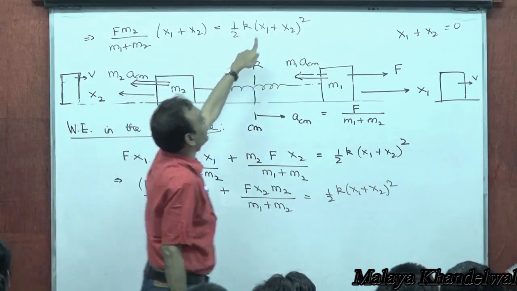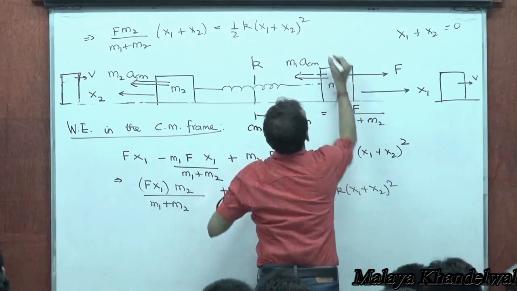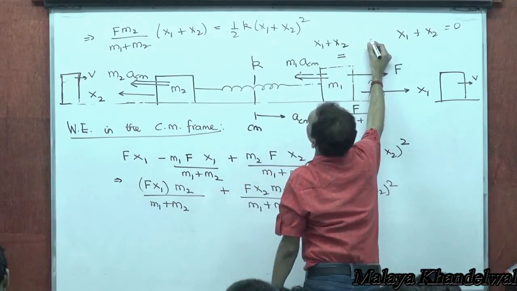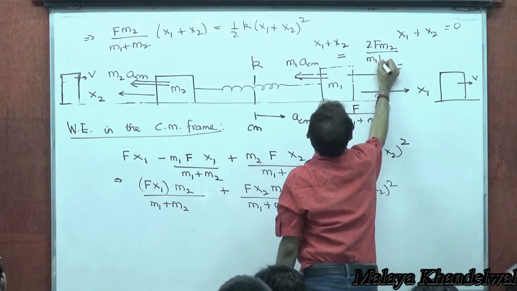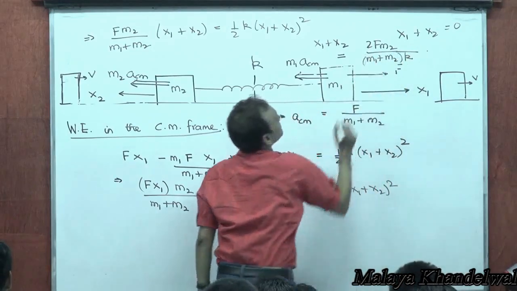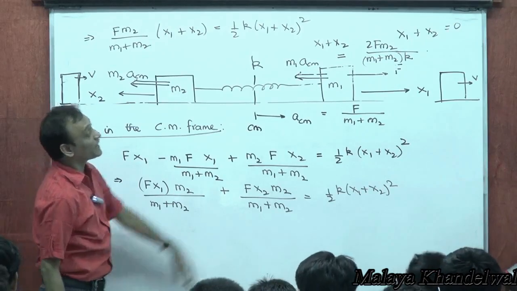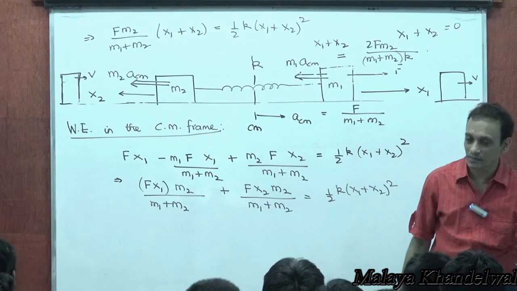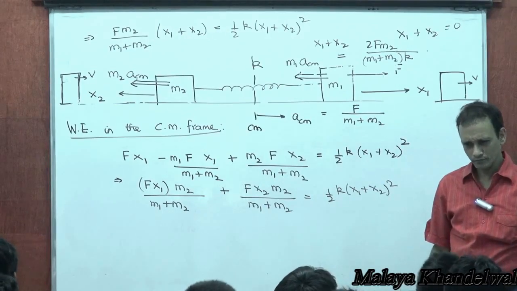The other value of x1 plus x2 gives me the maximum elongation. The other value of x1 plus x2 is how much? Is 2F m2 by m1 plus m2 by k. That must be the maximum elongation produced in the spring. Got me?